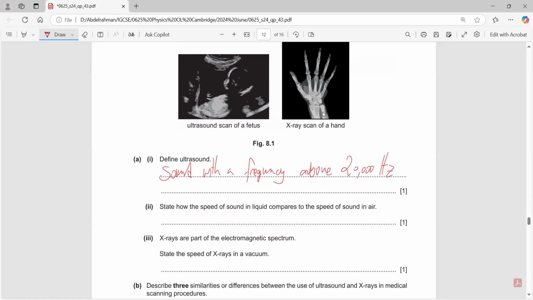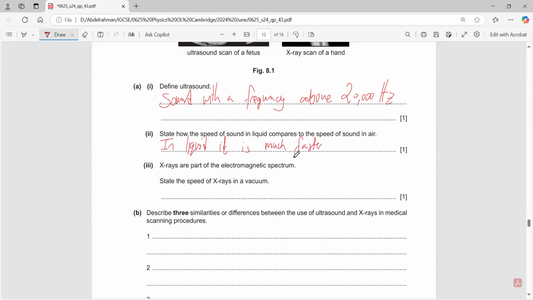State how the speed of sound in liquid compares with the speed of sound in air. In liquid, it is much greater, much faster, about 1,500 meters per second. X-rays are part of the electromagnetic spectrum. State the speed of X-rays in vacuum. It is 3 times 10 to the power of 8 meters per second.